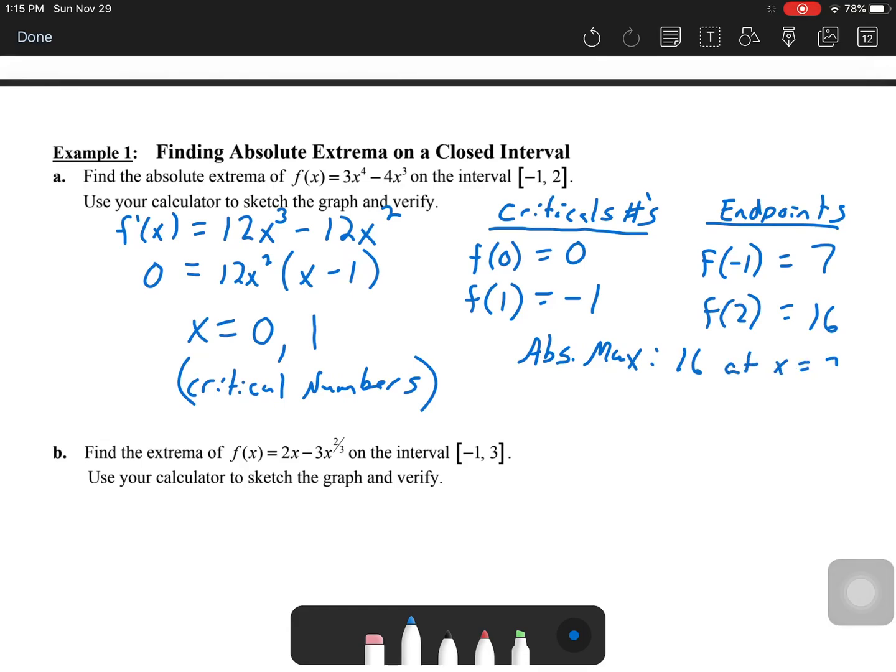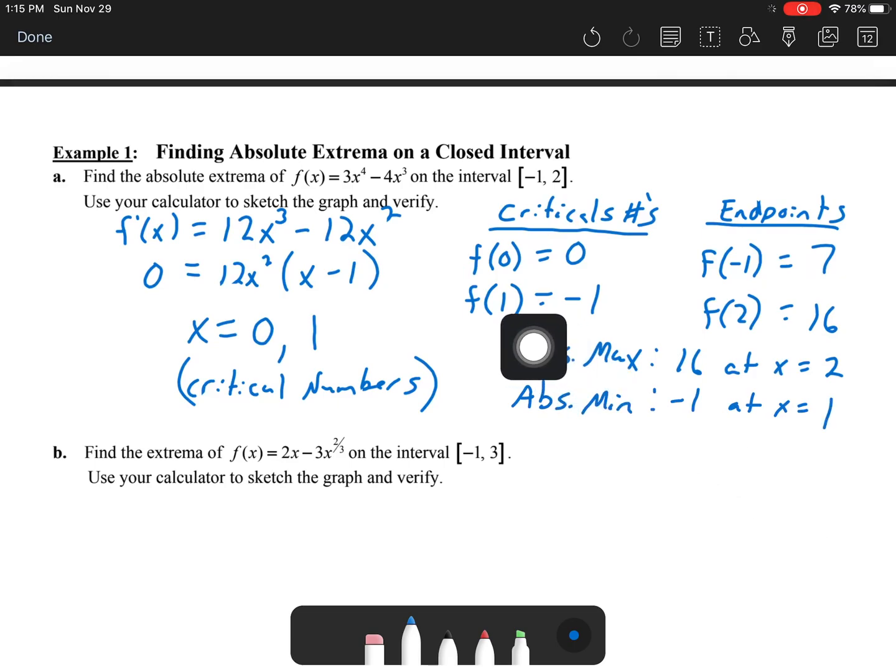Where does it occur? At x equals 2. It's important to say where that happens. Okay, and then we have an absolute min, and the smallest of those 4 numbers is -1. So that's -1, and that occurs at x equals 1. Okay, so that's it. That's how you state absolute extrema.